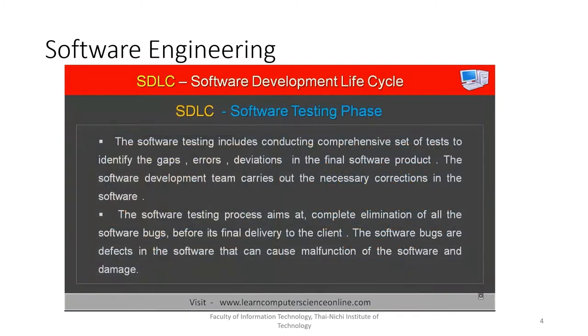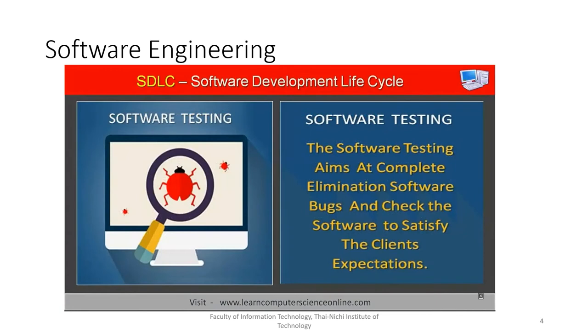Software testing includes conducting a comprehensive set of tests to identify the gaps, errors, and deviations in the final software product. The software development team carries out the necessary corrections in the software. The software testing process aims at complete elimination of all the software bugs before its final delivery to the client. Software bugs are defects in the software that can cause malfunction of the software and damage.